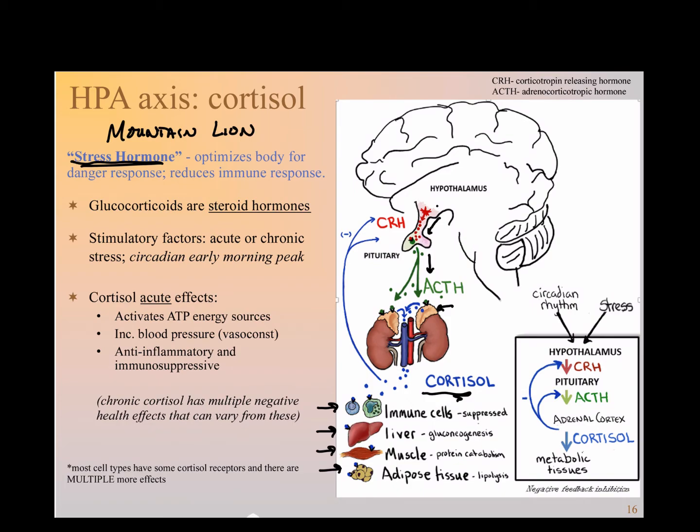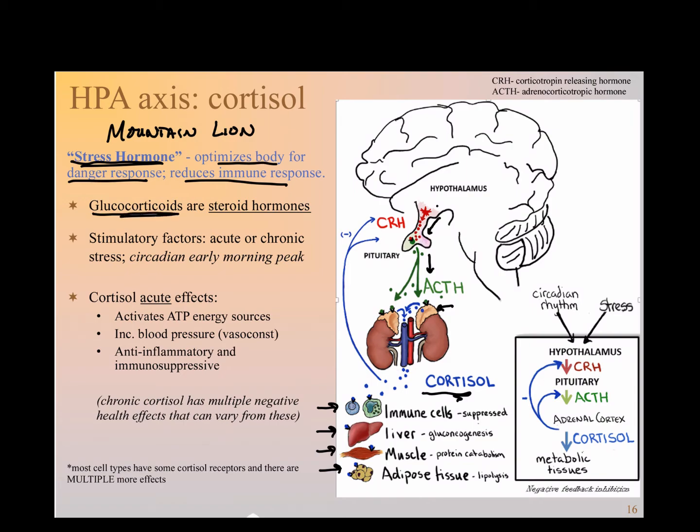So I felt cool. So you see that mountain lion, and now you need to get your system ready to run and to take care of yourself. So you're optimizing your body for a danger response. On the other hand, it's also reducing your immune response. And when you think about immune, that may not make sense to begin with, but remember, inflammation and the immune system are the same thing. They're two sides of the same coin. So anything you do that's going to reduce inflammation is also going to reduce your immunity.